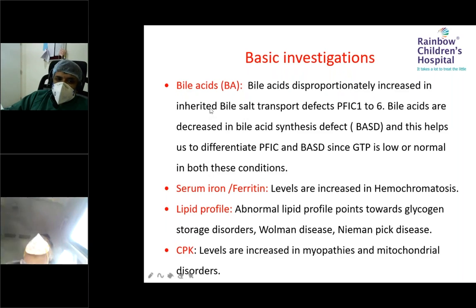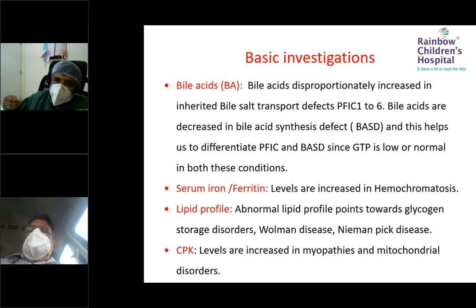The other investigations include the bile acids. So bile acids are disproportionately increased in inherited bile salt transport defects, right? Whereas it is decreased in bile acid synthesis defects. Again, doing one serum bile acid helps to narrow down the cholestatic type of metabolic liver disease to a greater extent. Serum iron and ferritin levels are increased in neonatal hemochromatosis.